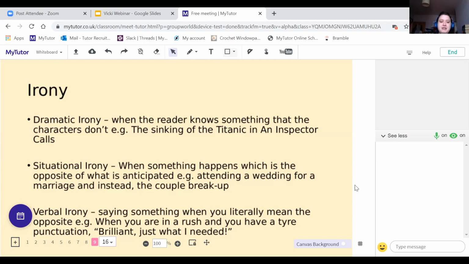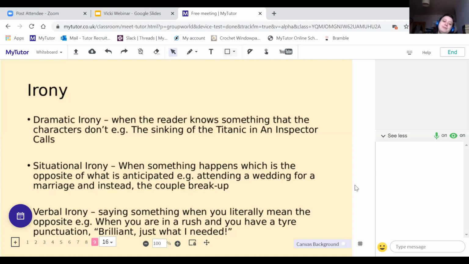We might have situational irony, where the opposite of something that we anticipate is going to happen happens. So for example, attending a wedding to see a marriage between 2 people and instead the couple break up. I mean, it very rarely happens, but that is an example of situational irony. And verbal irony is basically sarcasm. So it's saying the opposite of what you literally mean. So my example there is when you're in a rush and you have a tire puncture, you say, oh, brilliant, just what I needed. Very sarcastic.